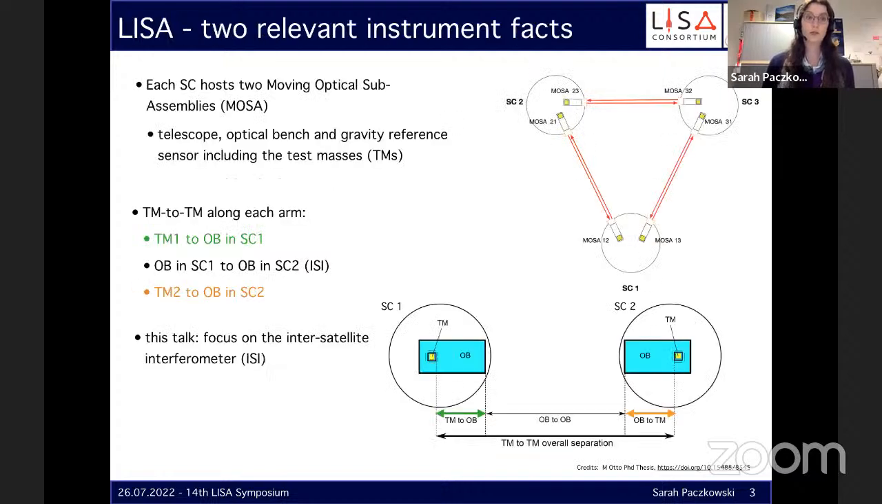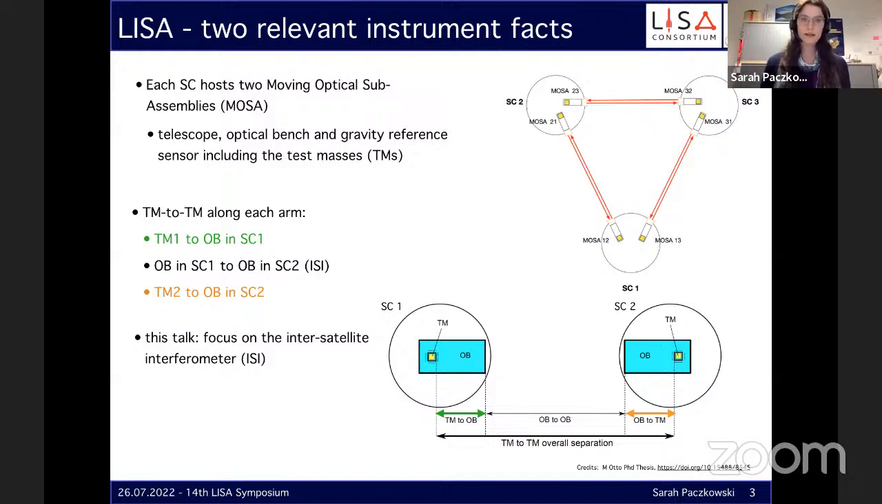So let me continue with 2 facts about LISA, which are very important for this talk. So first, let me remind you that each of the 3 LISA spacecrafts hosts 2 moving optical sub-assemblies, or in short, MOSA. So they contain the telescope, the optical bench, and the gravity reference sensor with the test mass. And you can see them here as the golden cubes, these black squares, and we marked the telescope in orange.